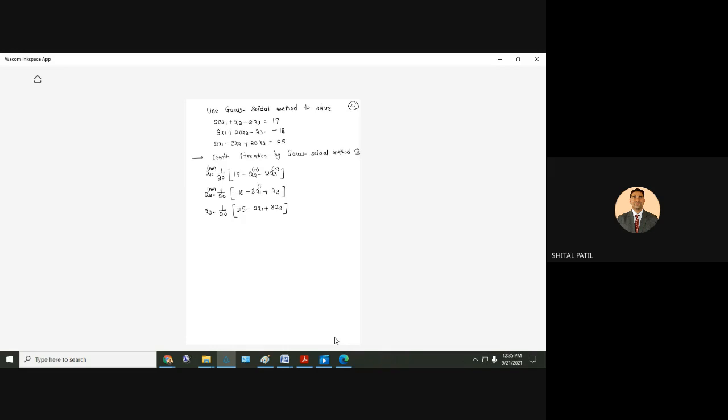Now x1 raised to n plus 1, huh? Okay, so these three values are modified, and these three are old values. Hope you are getting it. Okay, now write down 0th iteration.